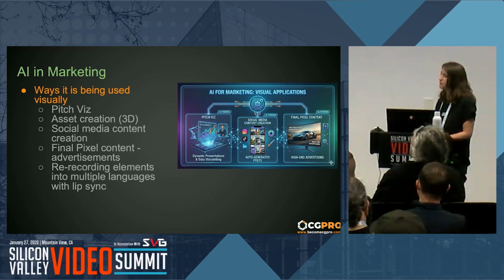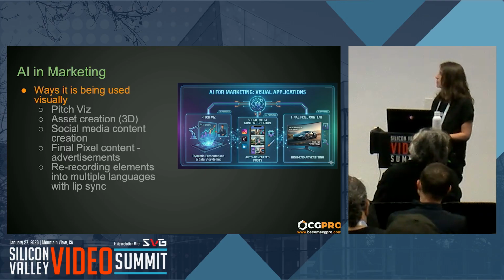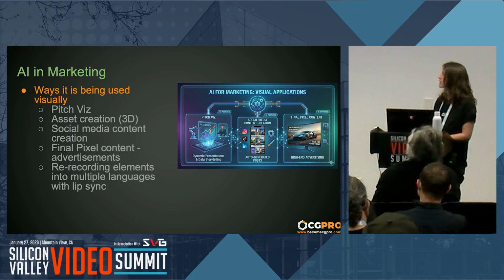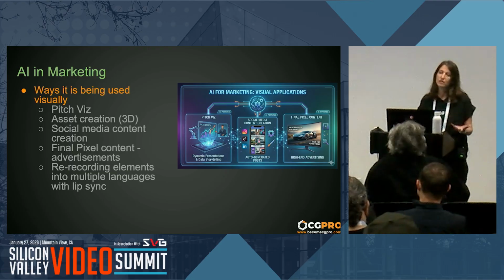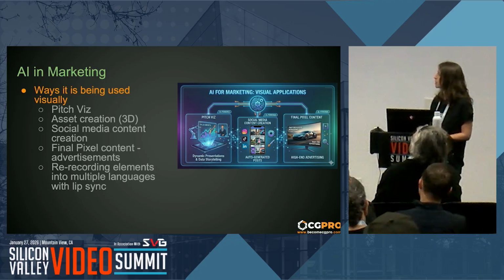But people are using AI a lot in social media content creation. And we are seeing it now more and more for final pixel content, as long as there are no copyright issues. And finally, people are using recordings of elements and putting them into multiple languages with lip sync. So that's another way that people are utilizing AI in marketing and beyond.